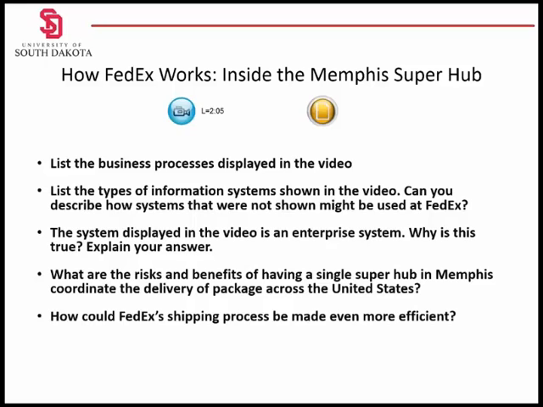The system displayed in the video is an enterprise system. Why is this true? Explain your answer. What are the risks and benefits of having a single super hub in Memphis to coordinate the delivery of packages across the United States? And the final question that you can answer is how could FedEx's shipping process be made even more efficient?